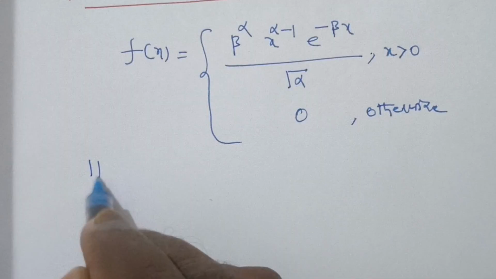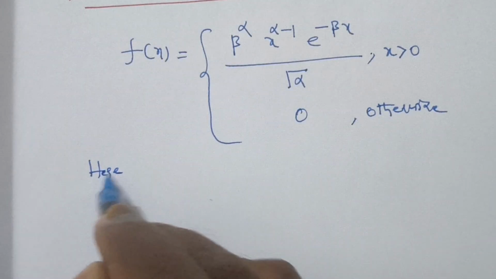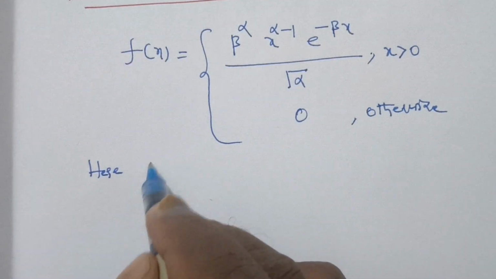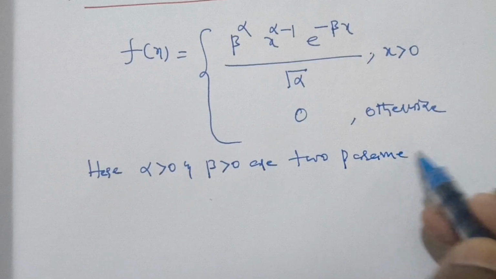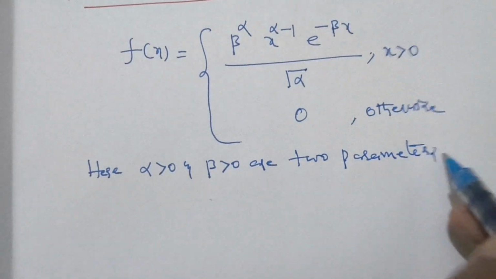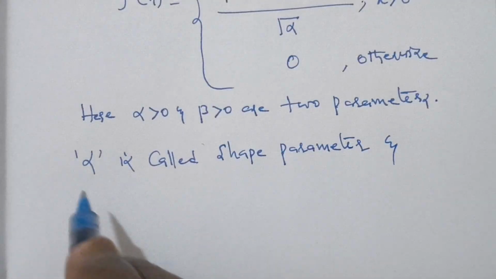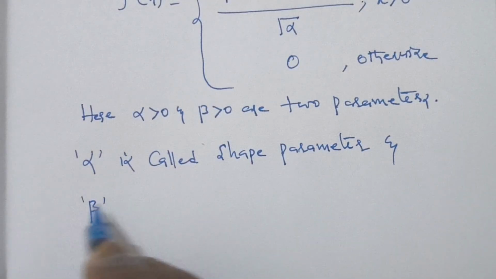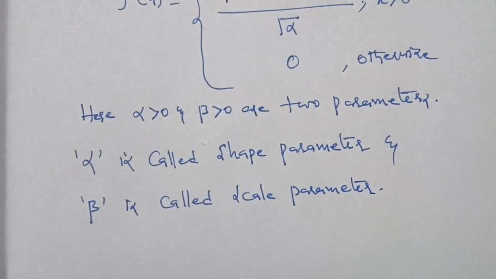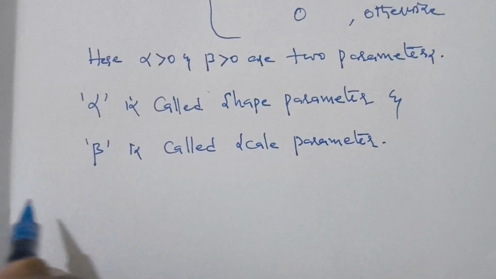Okay, observe this definition here. Alpha and beta are the two parameters. Those are positive real numbers. Of these two parameters, alpha is called the shape parameter and beta is called the scale parameter.